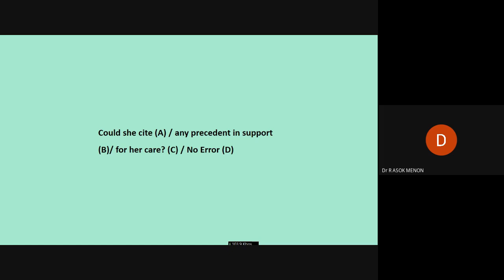Then, could she cite any precedent in support for her care? Cite means to show. Cite means to show any precedent, a previous happening, in support of her care. That is good. It is not for. This for is wrong. It is in support of. In support of is a functional usage.